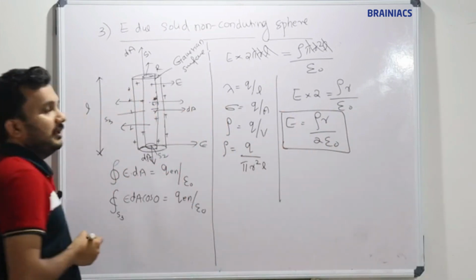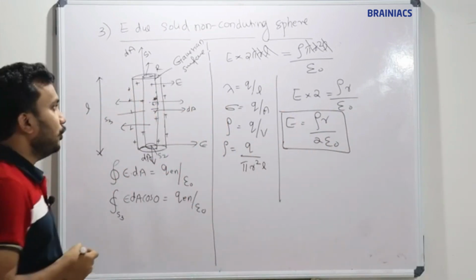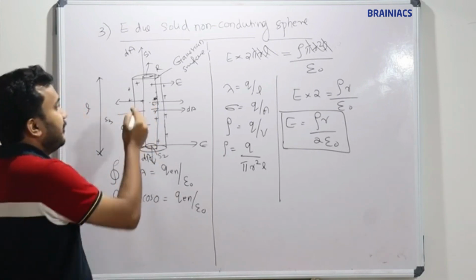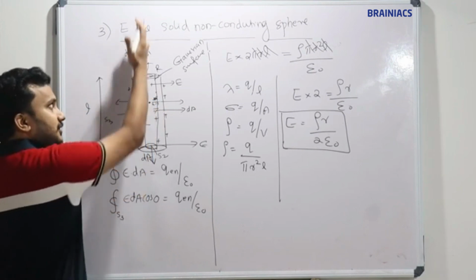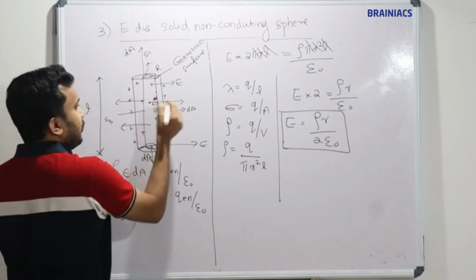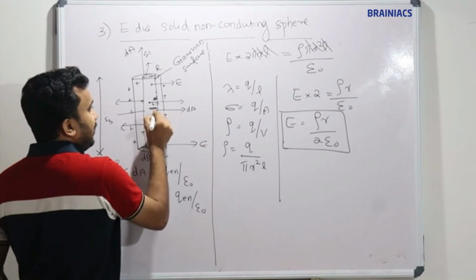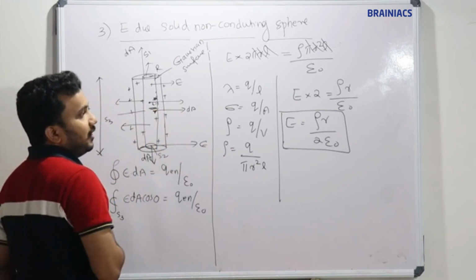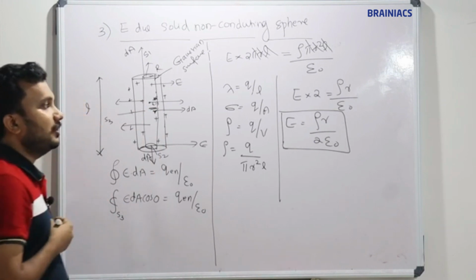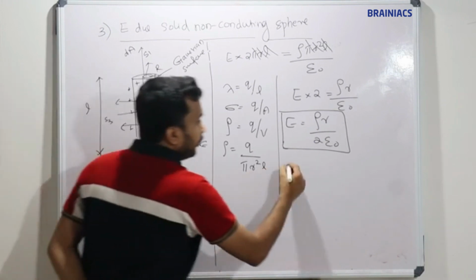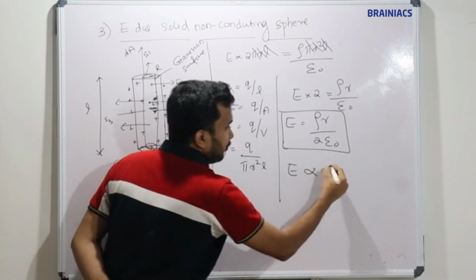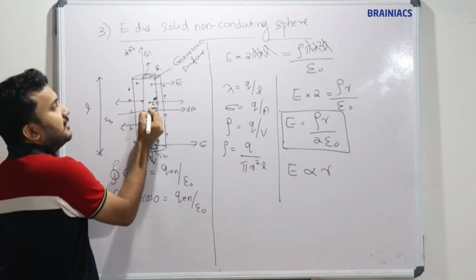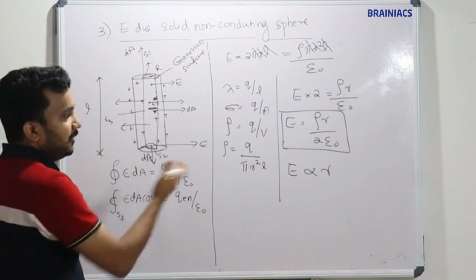This is the electric field intensity for a solid non-conducting cylinder at an inside point, at a distance of small letter r from the central axis. The electric field will be equal to rho r divided by 2 epsilon 0. So we can write that the electric field is directly proportional to r. So what is the electric field at the center? It is 0, because r is equal to 0.